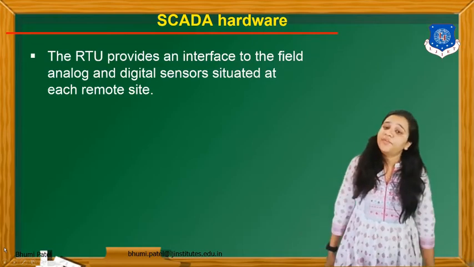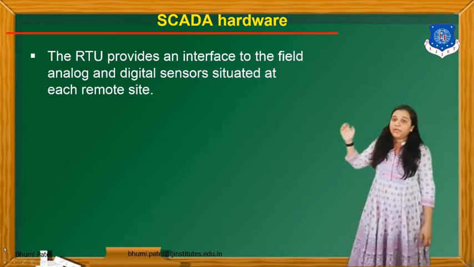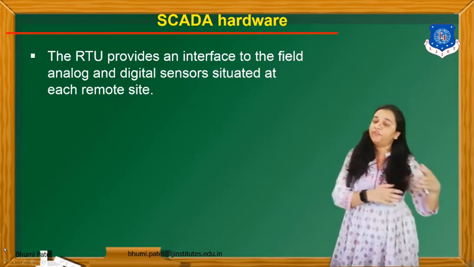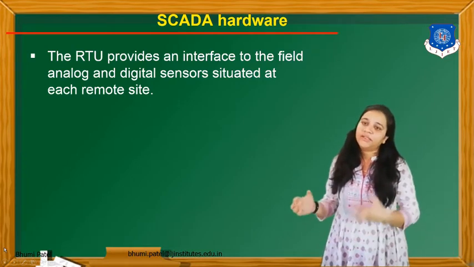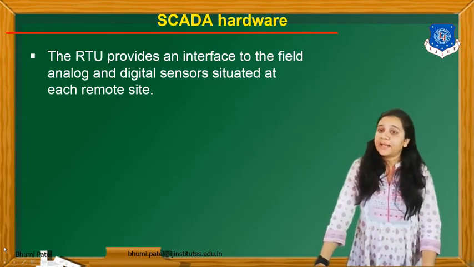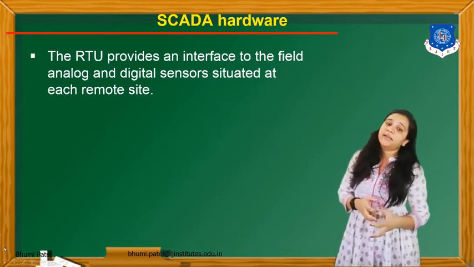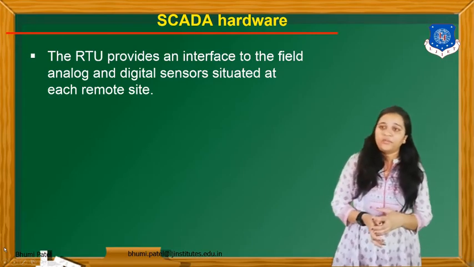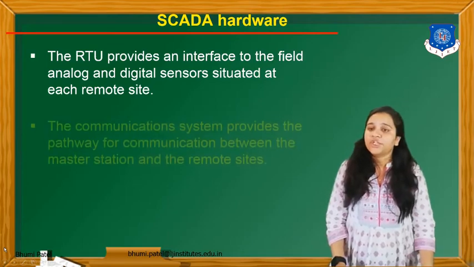So what is the function of the RTU? The remote terminal unit provides an interface to the field analog and digital sensors situated at each remote site. As you saw in the block diagram, we have to connect different types of analog and digital modules to the PLC hardware. So the RTU provides the interface between the field analog and digital sensors and each remote site.